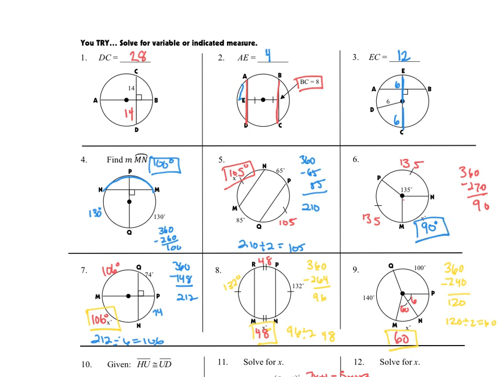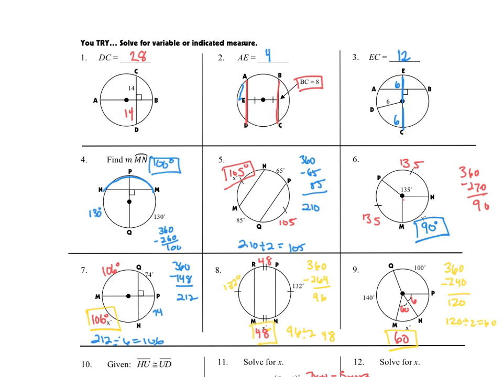Number 7. We are told that this is 74, so that must mean this is 74. So I'm going to take 360, subtract out 148, which is 74 times 2. That's going to give me 212. And then since these have to be the same, I'm going to take that 212 and divide it by 2, and that's going to give me 106 for x.